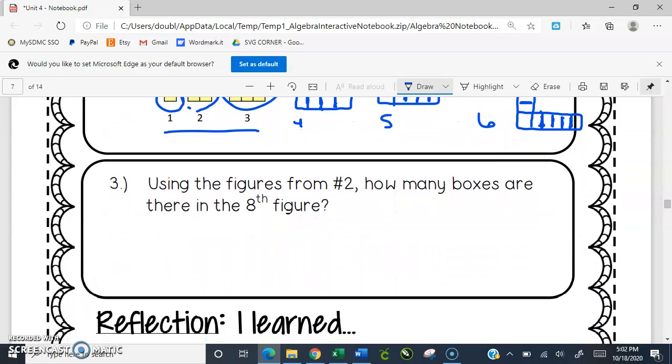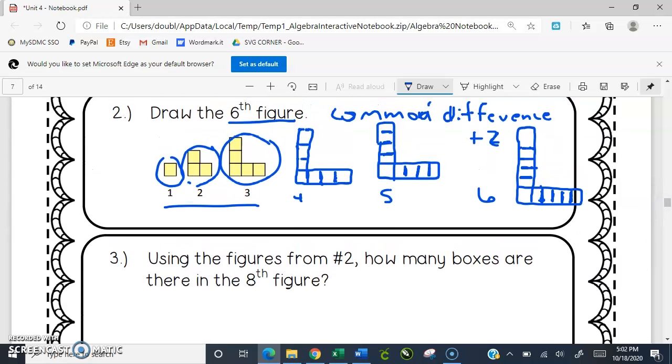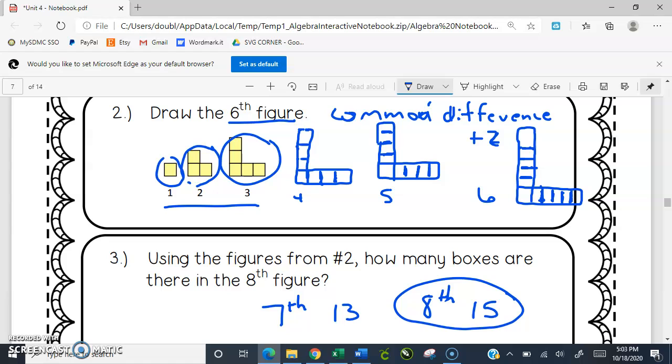Our last one says use the figure from number 2. How many boxes are there in an 8th figure? Pretty simple. We know there are 11 blocks or boxes in the 6th figure, and we keep adding 2. So the 7th figure is going to have 13 boxes, and the 8th figure, which is what they're asking for, is going to have 15 boxes because we just keep adding 2.